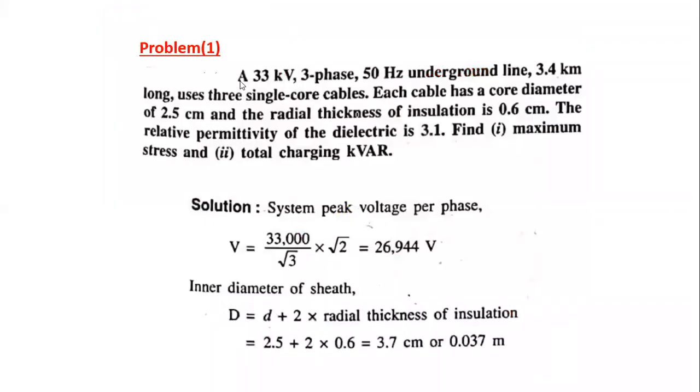Coming to the first problem: a 33 kilovolt, 3-phase, 50 hertz underground line. That means voltage is 33 kV and frequency is 50 hertz. The length is 3.4 kilometers, and it uses 3 single core cables.